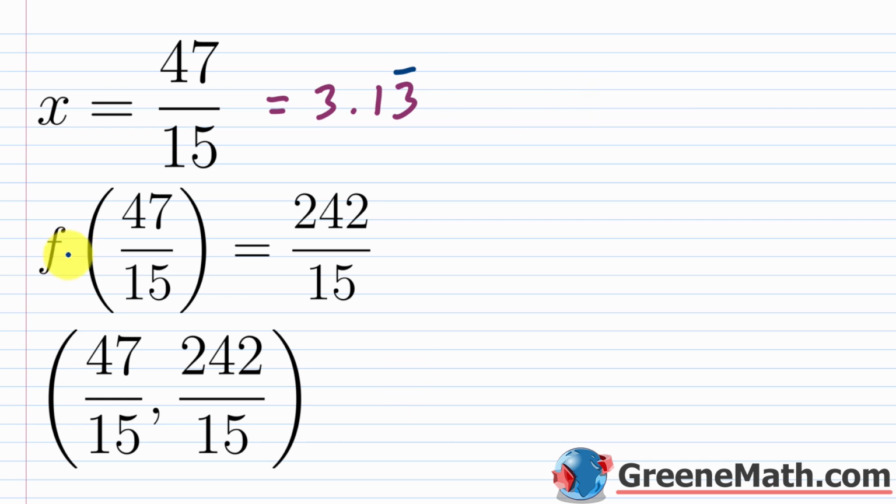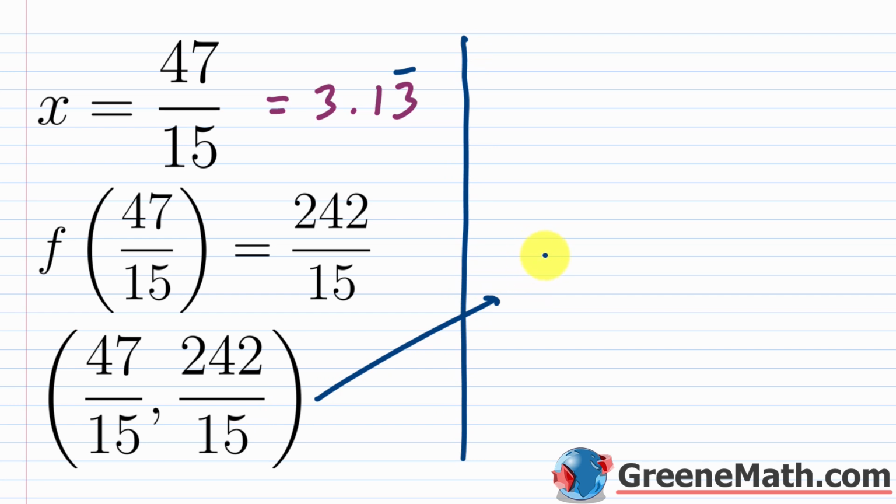If you find f of 47 over 15, you are going to get 242 over 15, and that's just me plugging in. And so this is your ordered pair, or your point of intersection. So 47 over 15, comma 242 over 15. Let me put a little border. I'm just going to say in decimal form, because this is how you're going to see it on Desmos. It's 3.13, again, where this repeats forever.